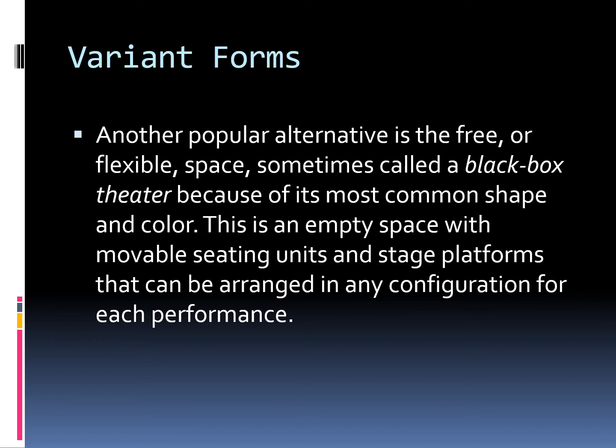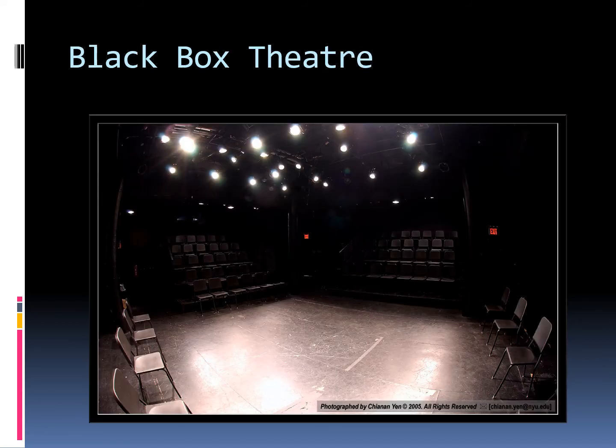Another popular alternative is the free or flexible space, sometimes called a black box theater because of its most common shape and color. This is an empty space with movable seating units and stage platforms that can be arranged in any configuration for each performance. This is an example of a black box theater.